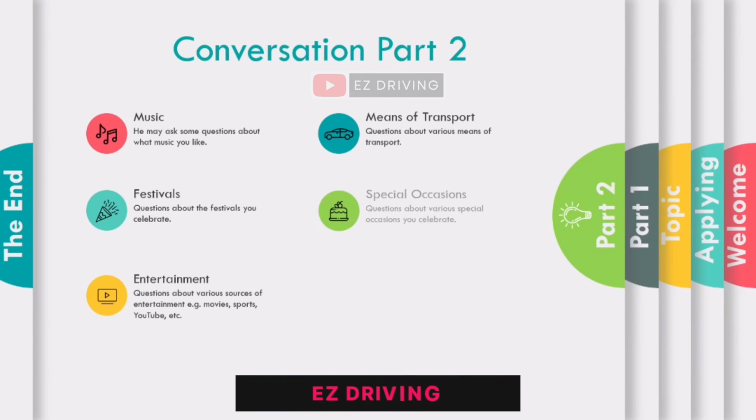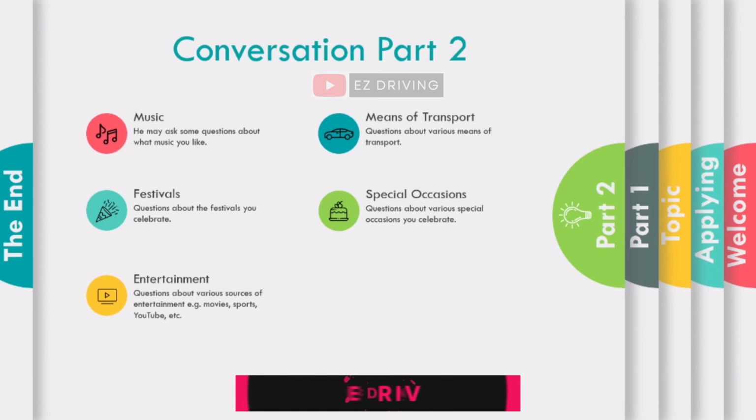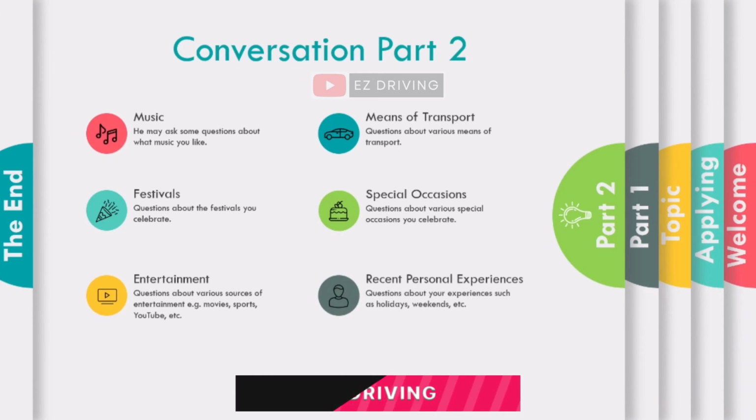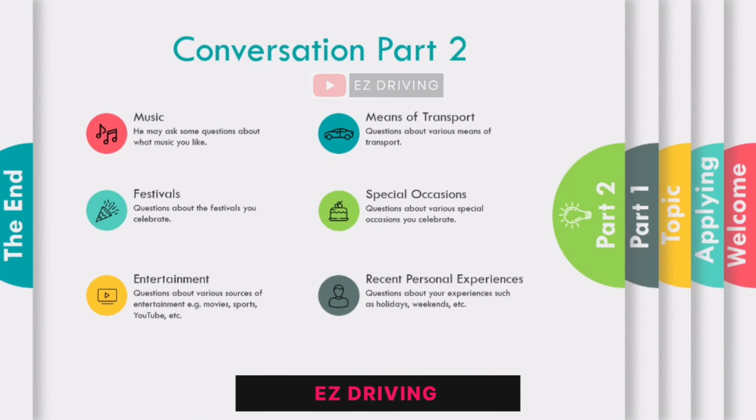Next up is special occasions. The examiner will ask you questions about special occasions that you celebrate like birthdays, anniversaries, and how you celebrate them, what happens during the celebration. And lastly, recent personal experiences. The examiner might ask you questions about your recent personal experience. So he might say, how was your last holiday? Or how was your last weekend? Or what did you do last weekend?